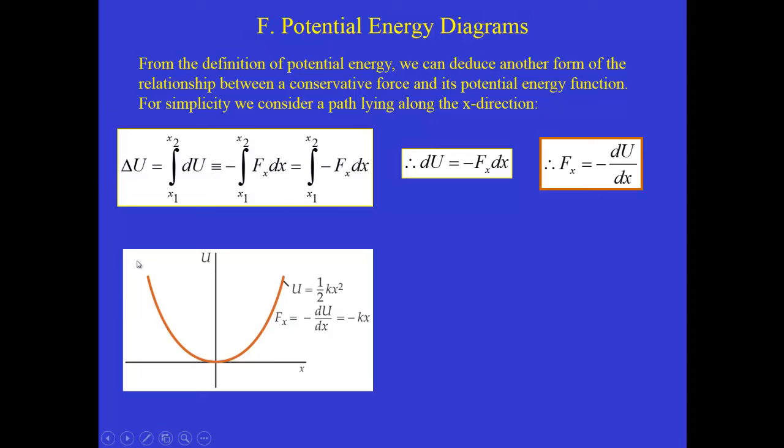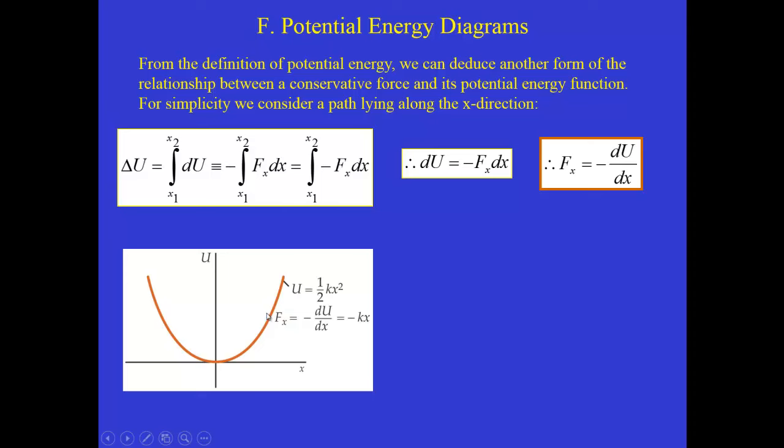So here's the case of a spring, right, where the potential energy function is 1/2 times a constant k times x squared. So you've got this nice parabola, and we have to consider both sides of the vertical axis, because positive x means the spring is being stretched, negative x means the spring is being compressed.